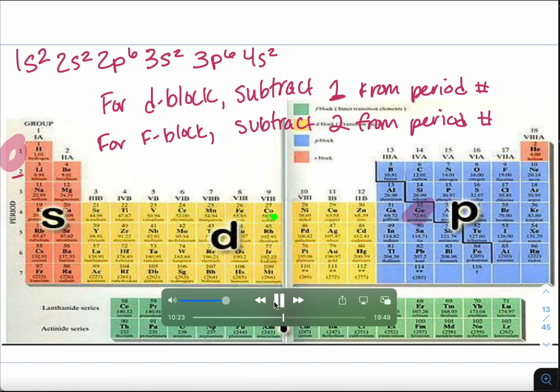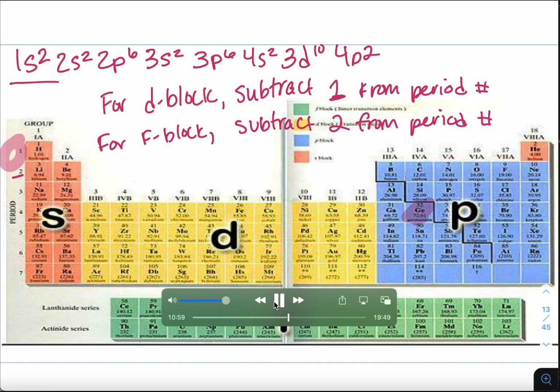So when you hit the D block, the period number, which is these numbers over here, also our shell numbers, you subtract 1. So instead of being 4D, this one is 3D. Okay? And then you do the same thing, you count the boxes. 1, 2, 3, 4, 5, 6, 7, 8, 9, 10. So it's going to be 3D10. But then when you get to P, you're not subtracting that 1 anymore. So this goes back to 4. So now it will be 4P2.